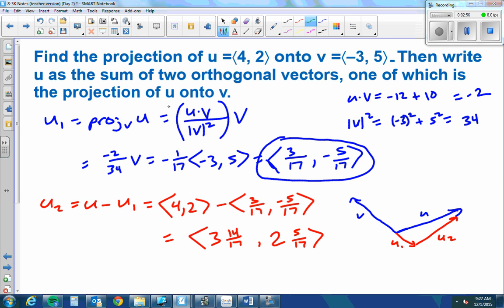Now, if you read the directions, it says find the projection, which we did, of U onto V. That's the first answer. And then once again, the second part, you're supposed to express U as the sum of those two components. The first one, that was parallel, plus the second one that we just found, that is orthogonal.